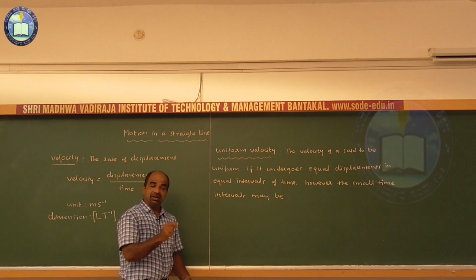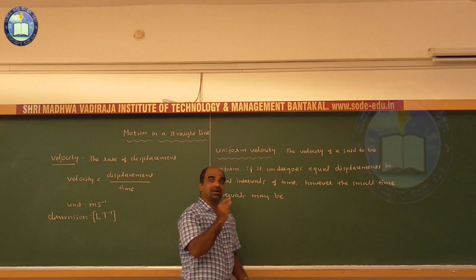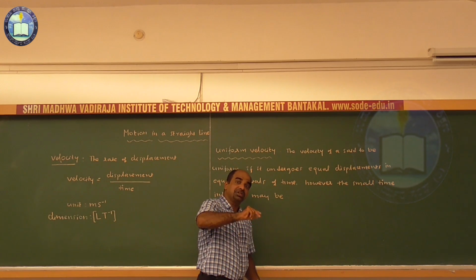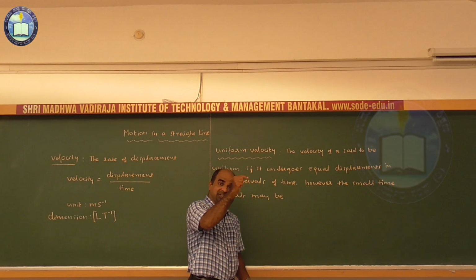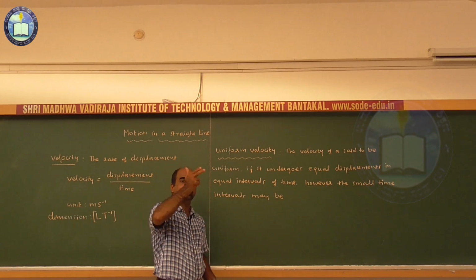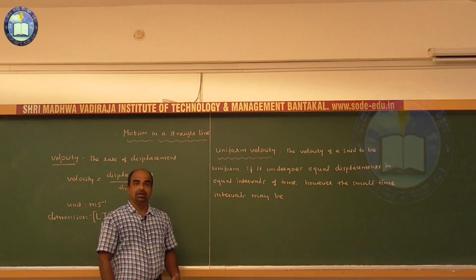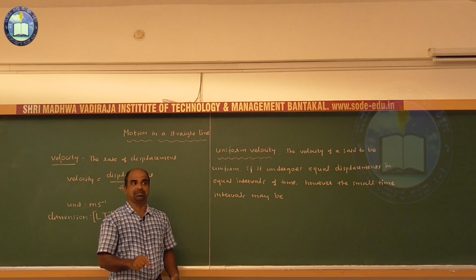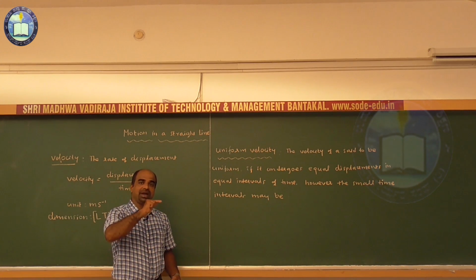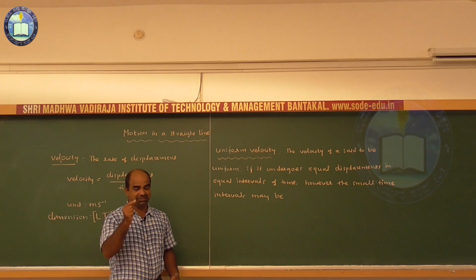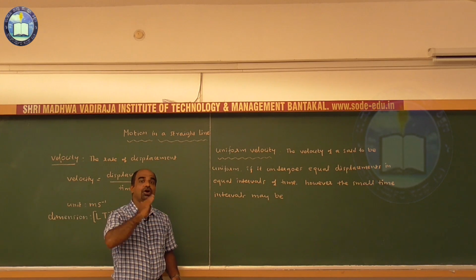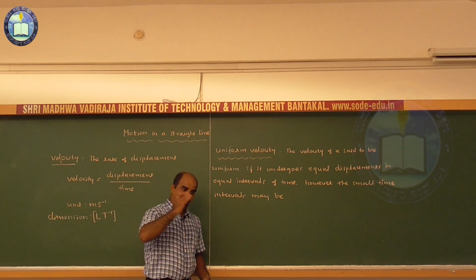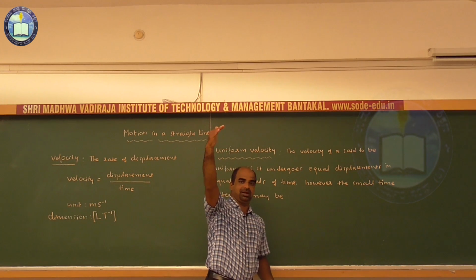Both magnitude and direction of the velocity constant means what? Constant. If the magnitude of the velocity changes, even if the direction is the same, velocity is said to be non-uniform. If only the direction changes, then also velocity is said to be non-uniform. If both magnitude and direction of the velocity change, then also velocity is said to be what? Non-uniform. Got it? That is, when the velocity of the body is variable.